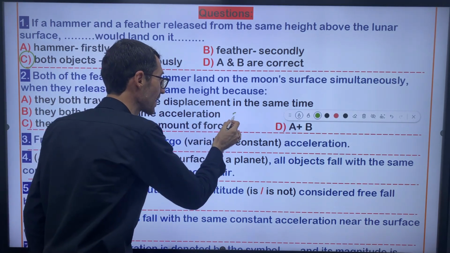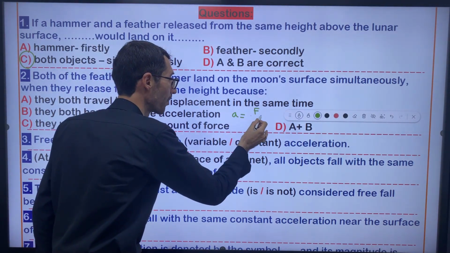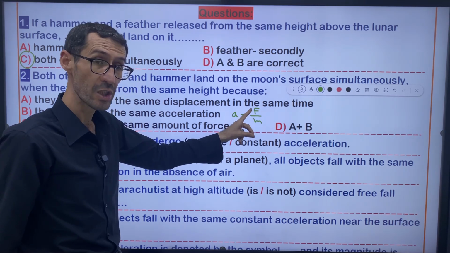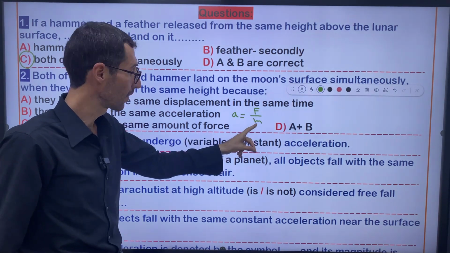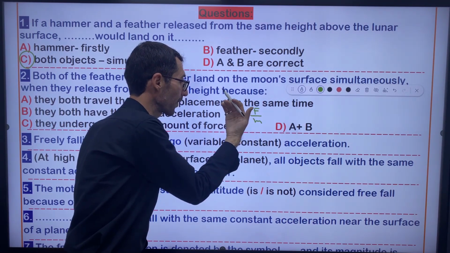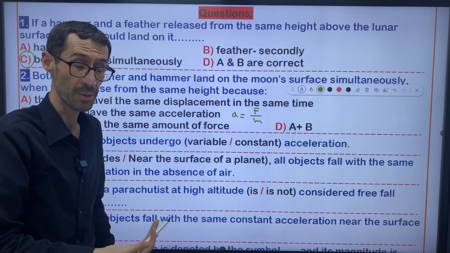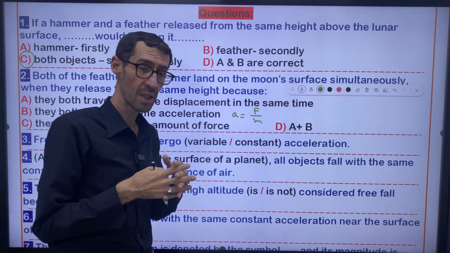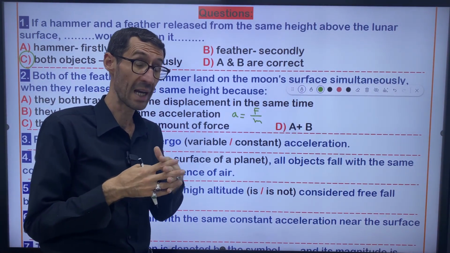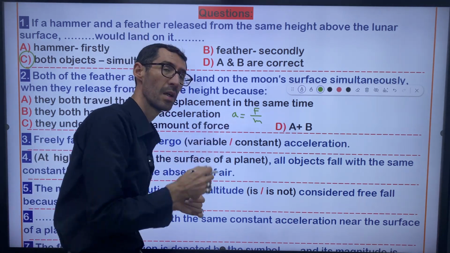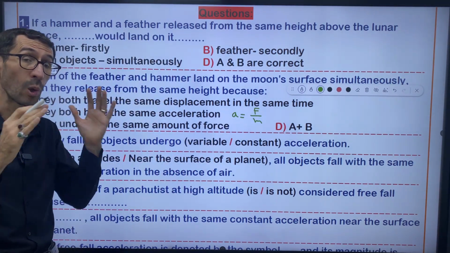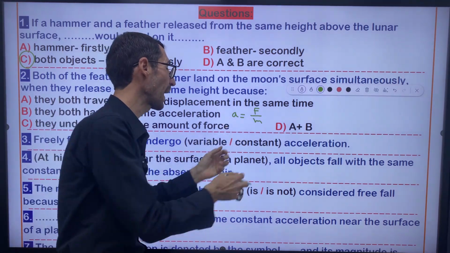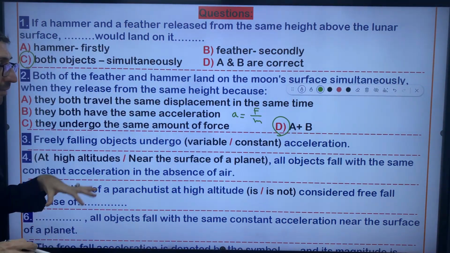Based on this law, a is equal to F over m, right? So a larger force over a heavy object, and for example a smaller force over a lighter object. That's why these conditions counteract one another, and acceleration remains constant for all the objects moving on the planet. That's why A and B are true, right?